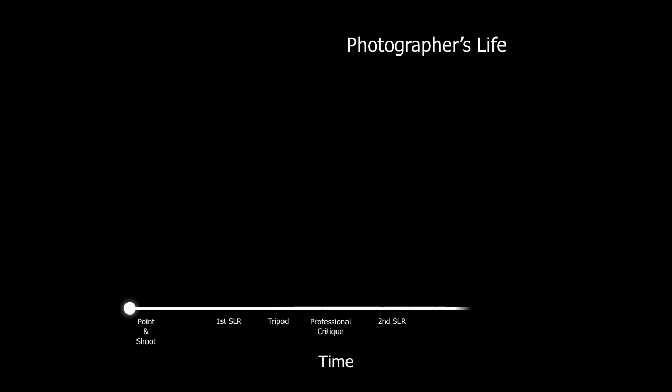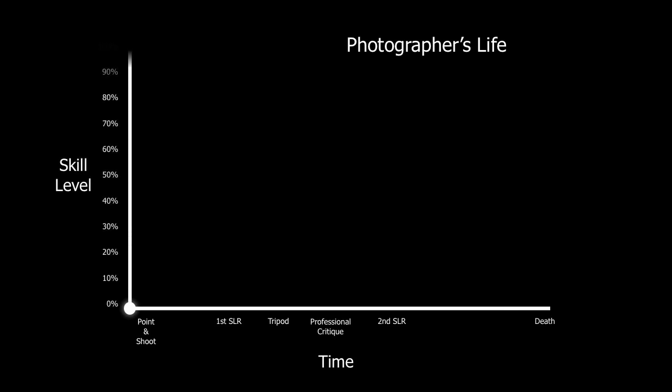Now, I'm going to chart this, and I like to chart and graph and pie-shape different things in life. And you start out with a point-and-shoot camera, and you get your first SLR, and eventually you get a tripod, and maybe you get a professional critique of your work, which probably leads to a second SLR. And you have this long and illustrious life with your cameras until some point at the very bitter end. Now, on the left-hand margin, we're going to check your skill level, because you get better as you go along and you get more experience.